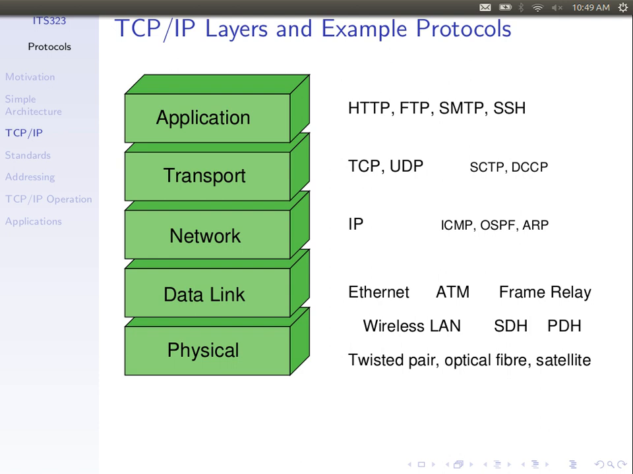A protocol is a set of rules and message formats. We have different protocols for data communications. We group protocols based upon the task that they need to achieve. And in the TCP/IP protocol architecture, we have 5 layers or 5 groups of protocols.